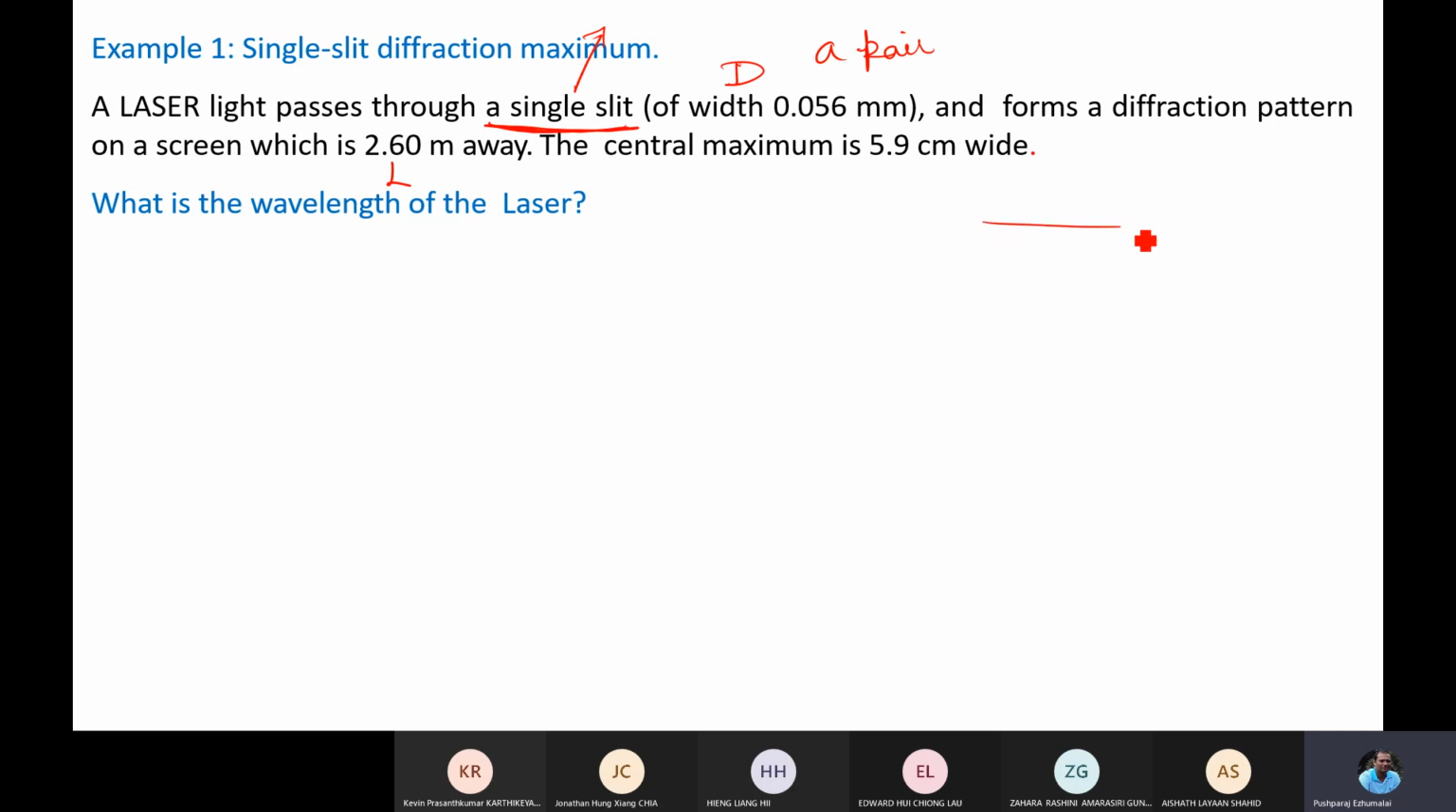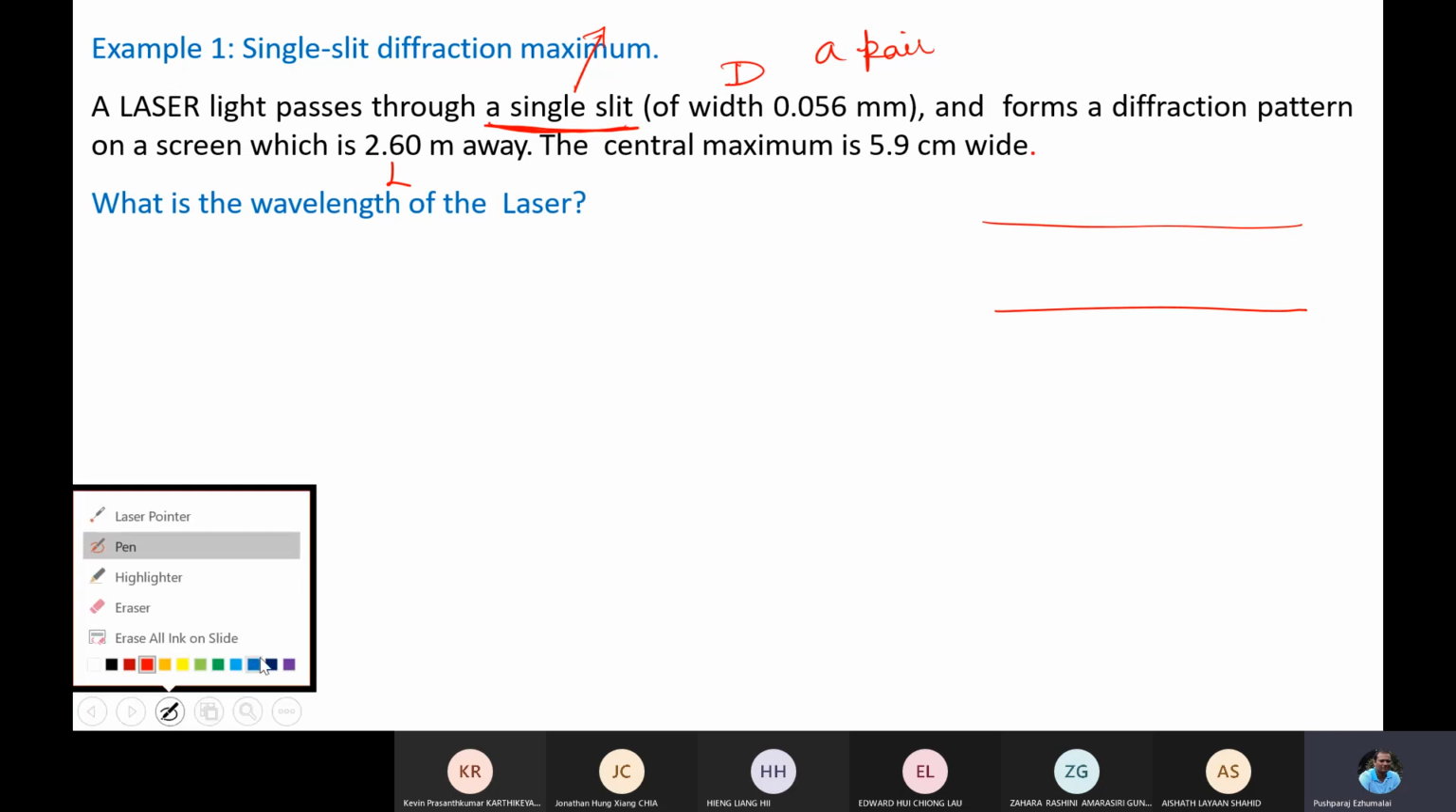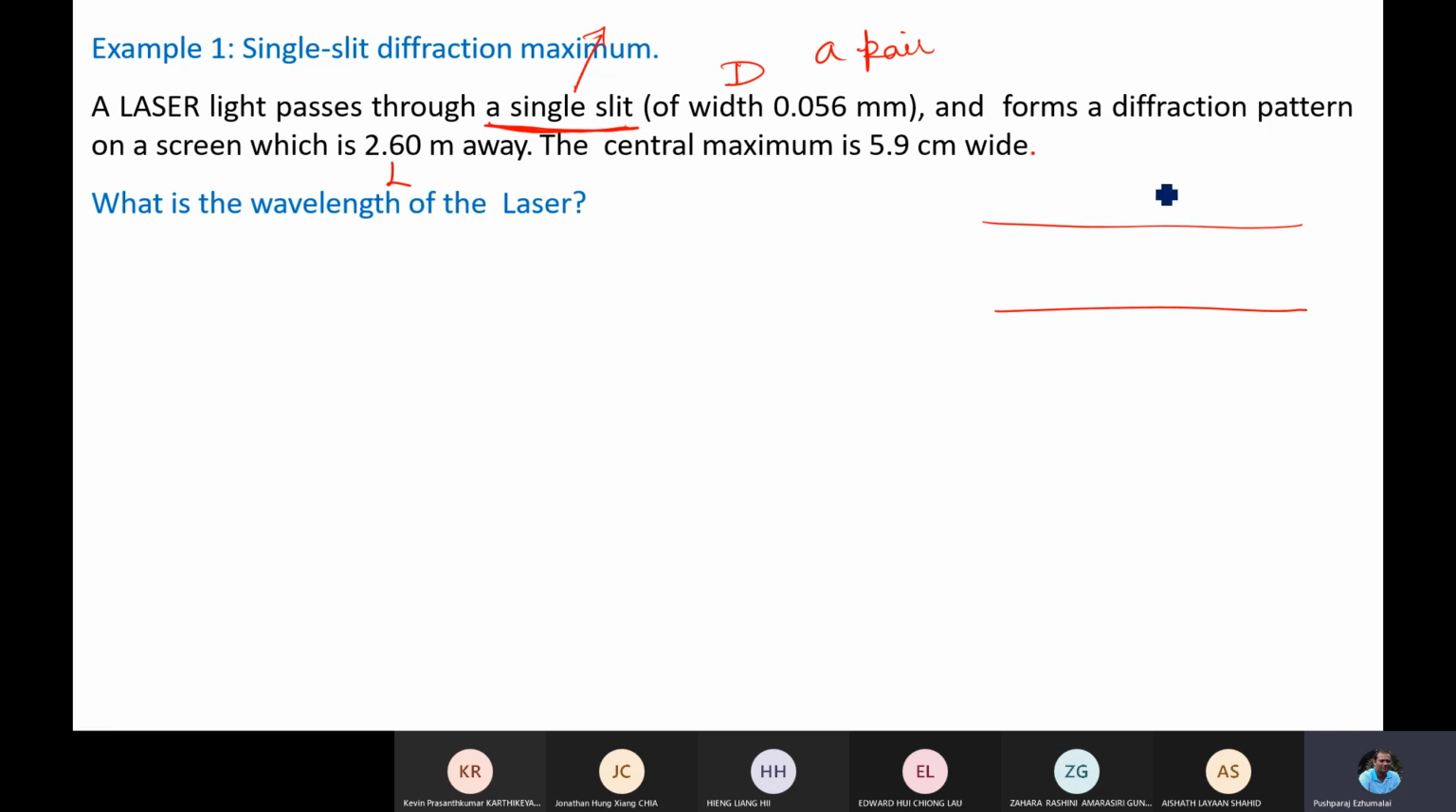That means this is the central maxima, the pattern. So we call this the center line. We have the single slit here. So we get the pattern, the central maxima. This distance is called 2 times x.